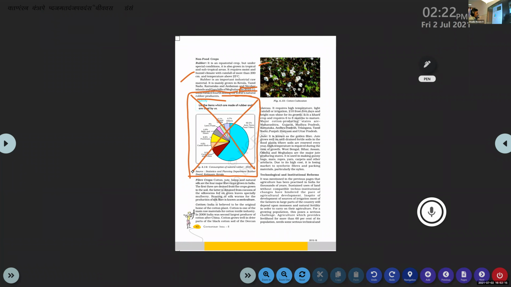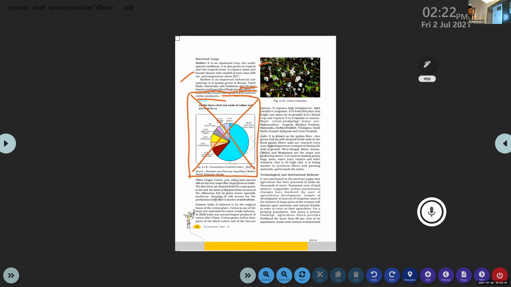The silk is obtained from cocoons of the silkworm fed on green leaves, especially mulberry. Underline, mulberry. The rearing of silkworm for the production of silk fiber is known as sericulture. Rearing of silkworm to obtain silk is known as sericulture. Underline, sericulture.